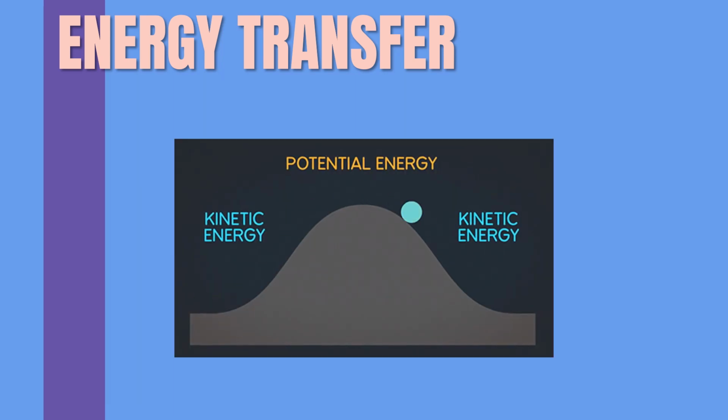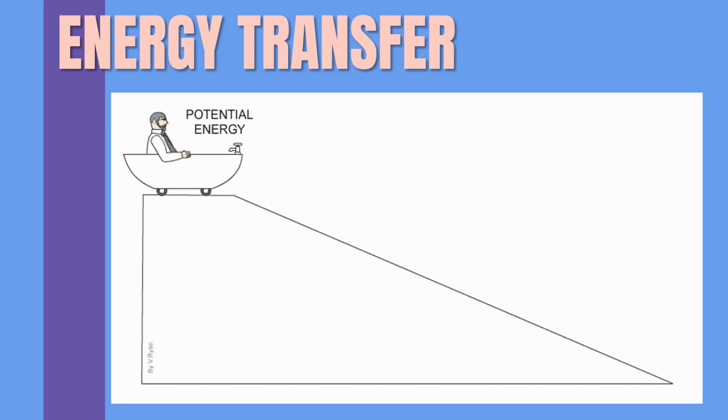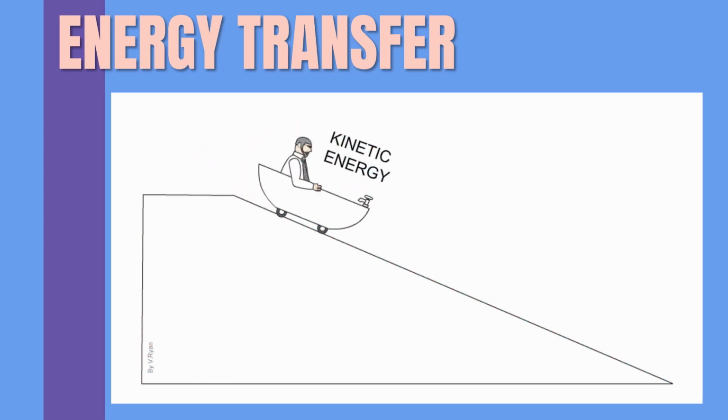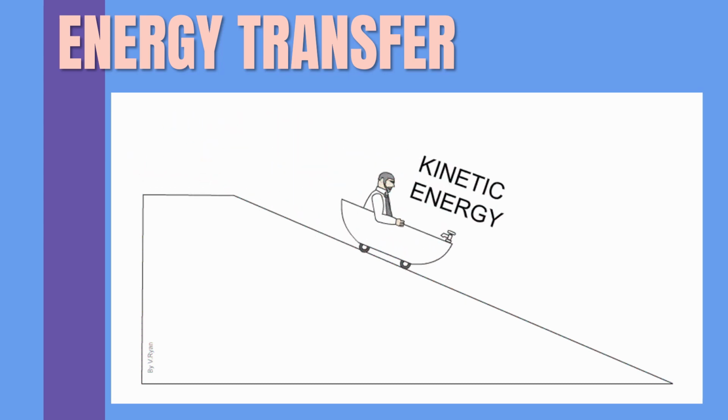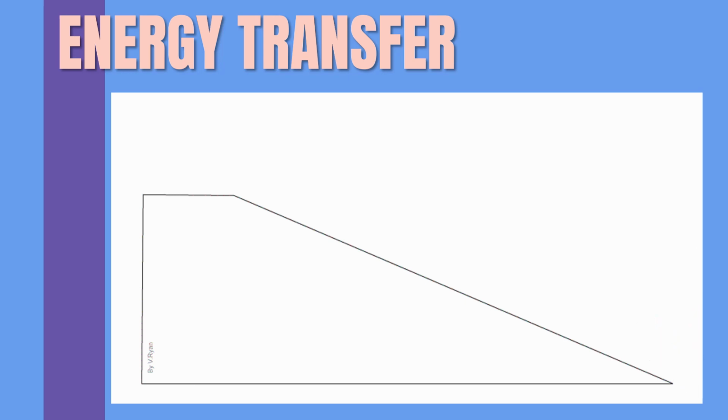Another example, when the ball is moving, it has kinetic energy. When the ball stopped on top of the mountain, it has potential energy. Another example, a man riding a roller coaster. When the roller coaster is not moving, it has potential energy. When the roller coaster moved, the potential energy was transformed into kinetic energy because it moved.